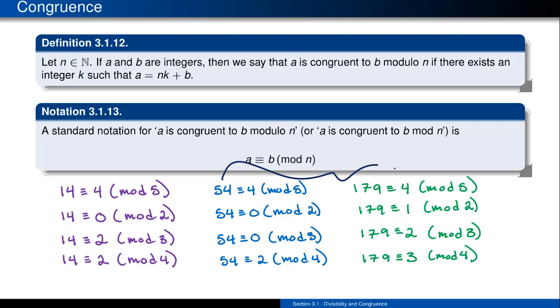So I ask you to go back and double check to see if you can actually compute those things. See if you can identify that 54 is in fact going to be 2 mod 4. The idea is that you have to divide 54 by 4 and then see what the remainder is going to be.